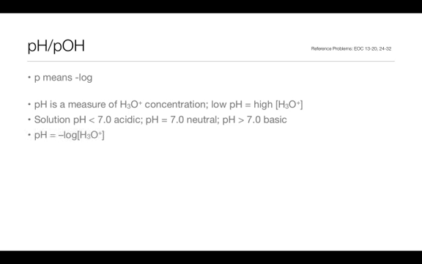If you're given the hydronium ion concentration, on your calculator you simply would punch negative log and then plug in the concentration for the hydronium. When you hit enter, you would have the pH.